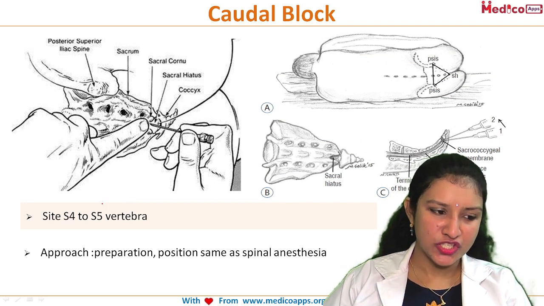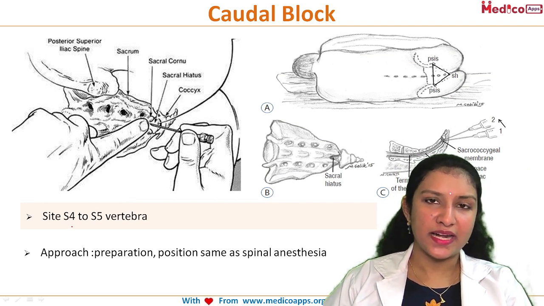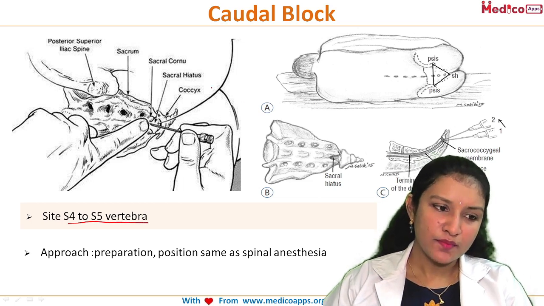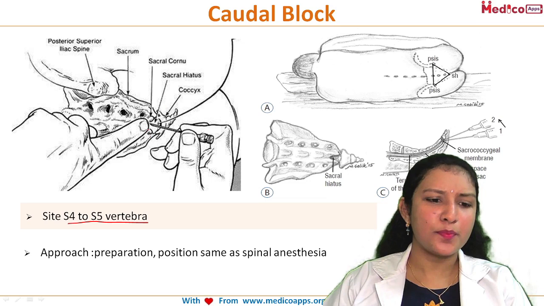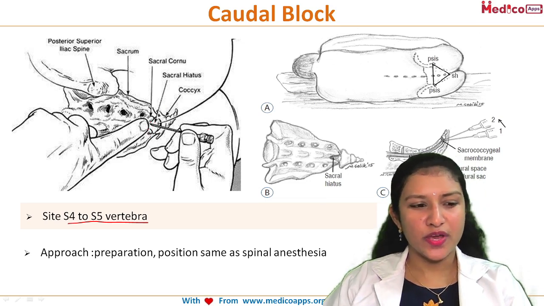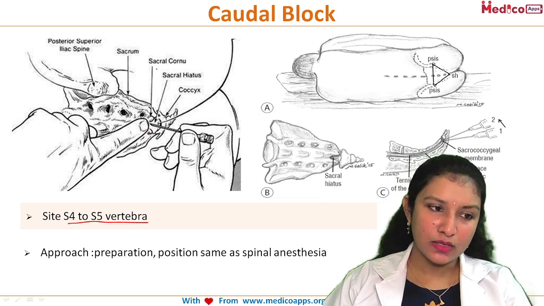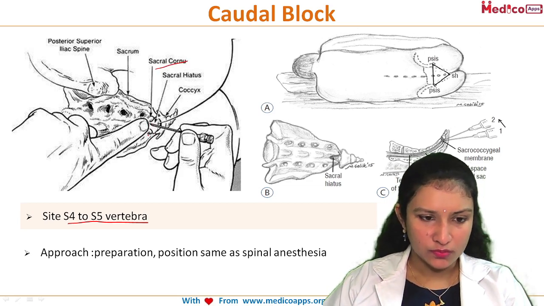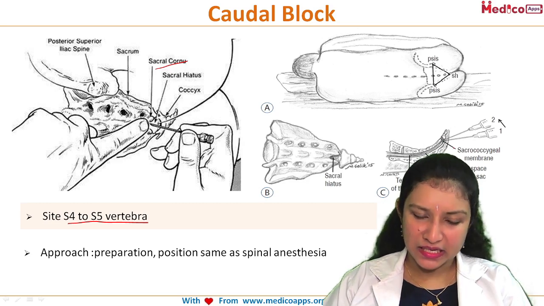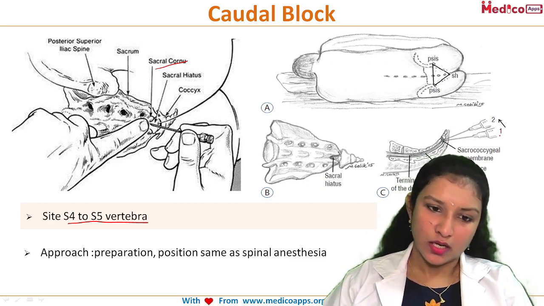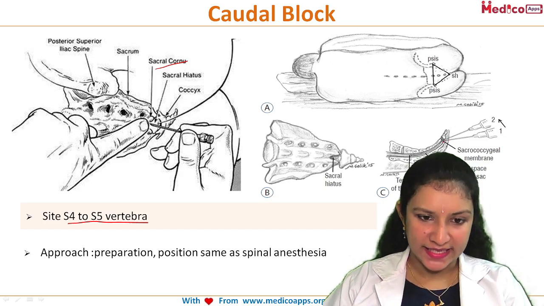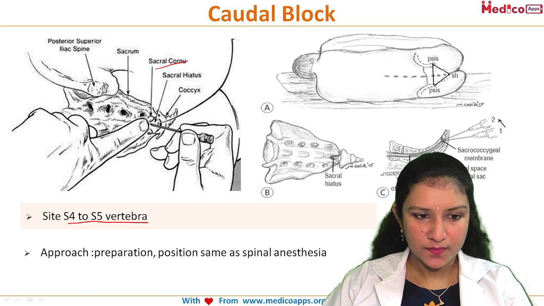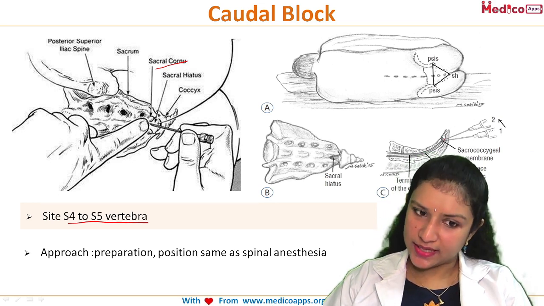So the procedure is, we generally perform it at around S4 to S5 vertebra. These are pediatric patients, so it is very easy to palpate the sacral cornu. We will palpate the sacral cornu, and at the sacral cornu we will pierce a small needle. We will hit the coccyx bone. We will hit the bone.